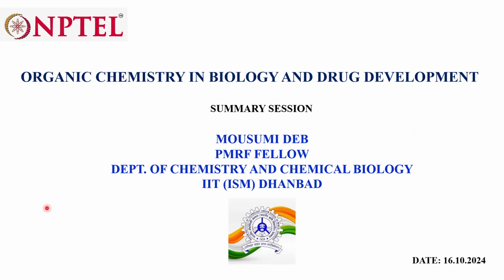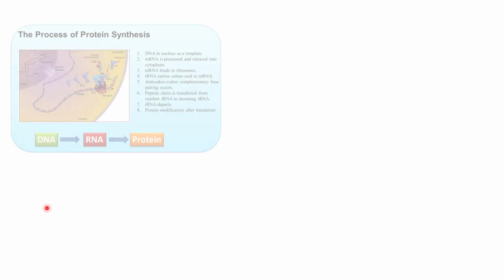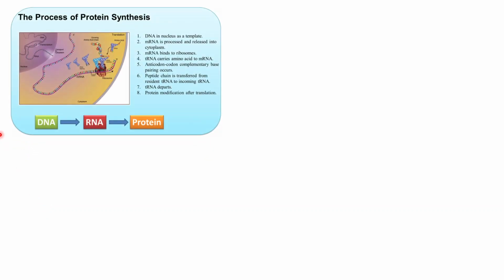As I said, today I won't have any kind of question answer session, only I will summarize a few important topics. So first let us discuss a little bit about protein synthesis. We all know, I will just summarize the things. In protein synthesis, first the DNA is involved in synthesis of RNA, and RNA is the major component which is involved in the synthesis of the protein. So DNA in the nucleus acts as a template. mRNA is processed and released into the cytoplasm.